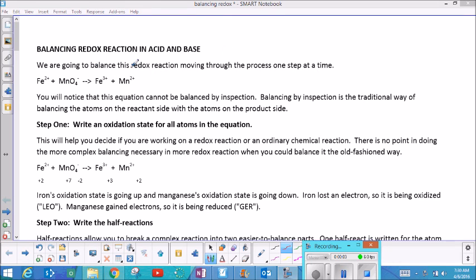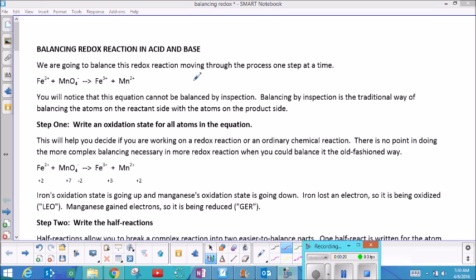We are going to balance this redox reaction, moving through the process one step at a time. If you follow a step-by-step process, you will have good luck with balancing equations. You'll first notice that this equation cannot be balanced by inspection.